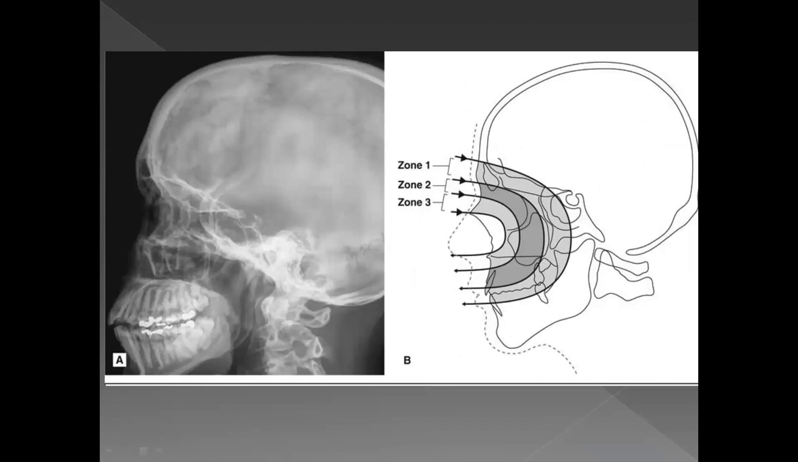So zone 1, as you can see, this is the maxillary sinus over here. You have the sphenoid sinus over here. In this area, you have the pterygopalatine fossa. Here you have the posterior teeth, and here you have the anterior teeth. This is basically your zone 1. So zone 2 starts from your frontonasal suture over here.